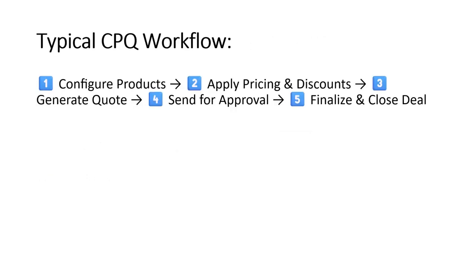And here is the typical CPQ workflow. It starts with configuring products, then we apply pricing and discounts, then we generate the quote, and then we send the quote for approval, and we finalize and close the deal once it is approved.